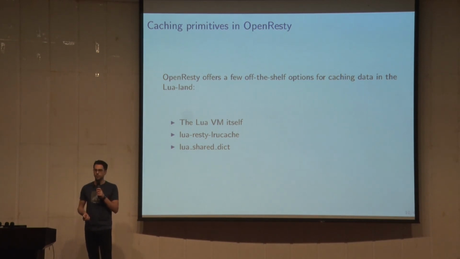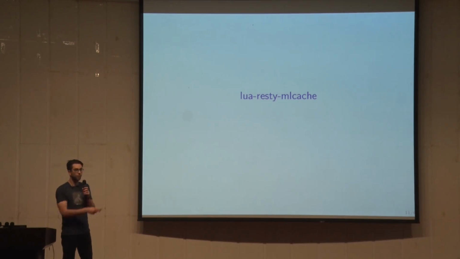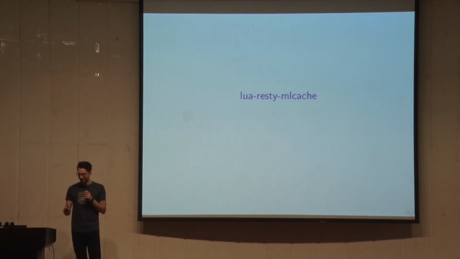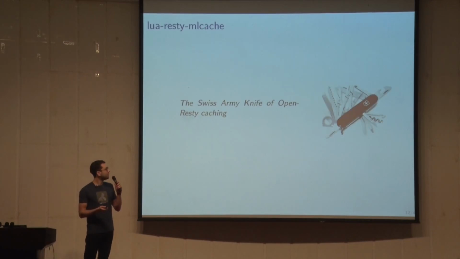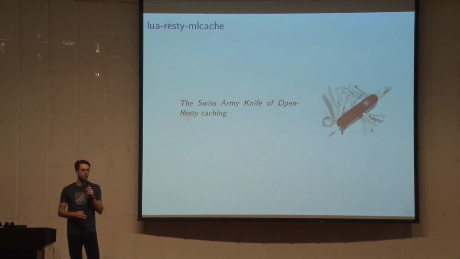And that solution is called OpenResty mlcache. Mlcache for multi-layer caching. I really like to think about it as the Swiss Army knife of OpenResty caching. It's very flexible, very powerful, and I can walk you through a lot of examples and a lot of the very nice features that mlcache has.